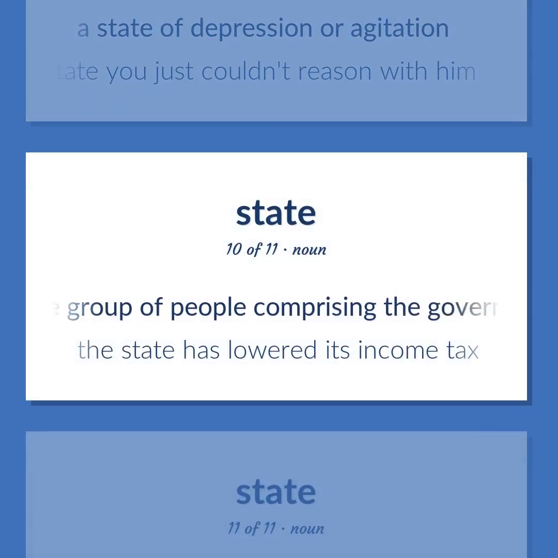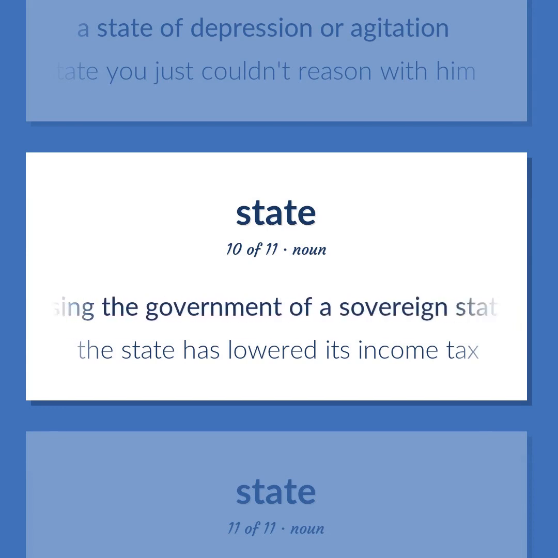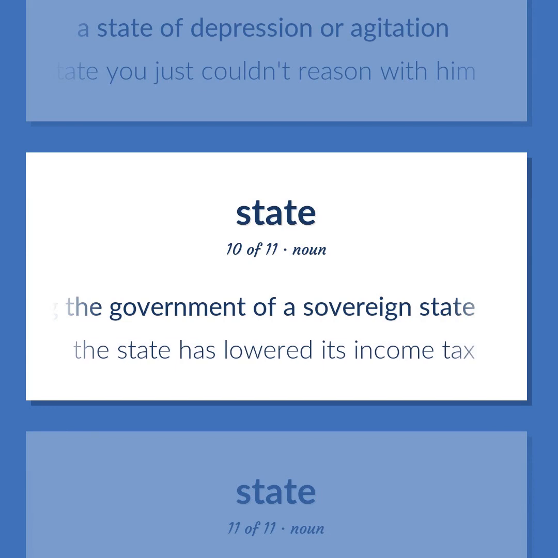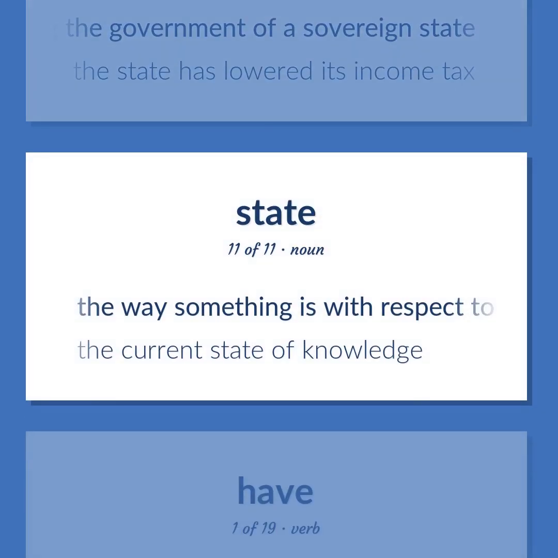The group of people comprising the government of a sovereign state. The state has lowered its income tax. The way something is with respect to its main attributes. The current state of knowledge.